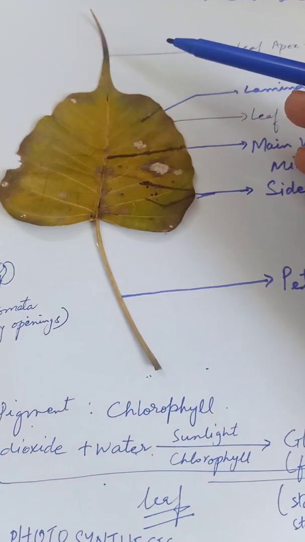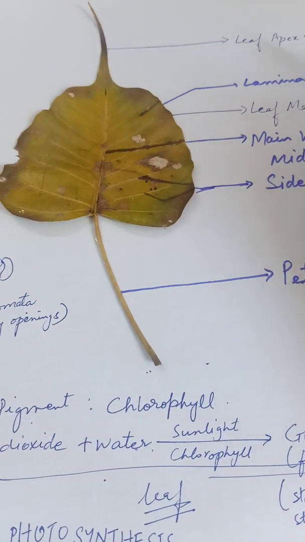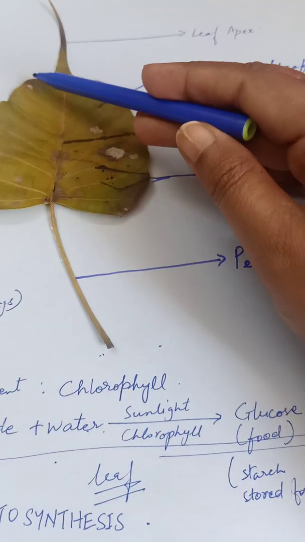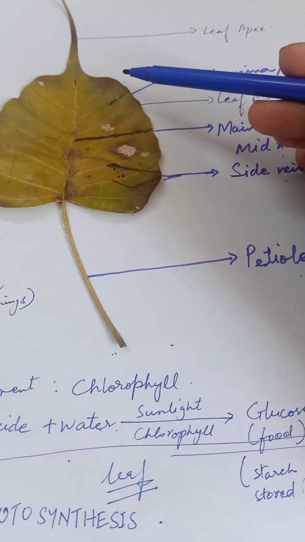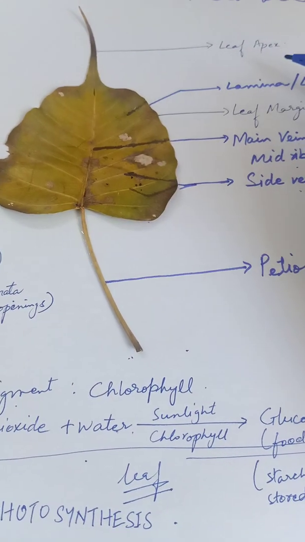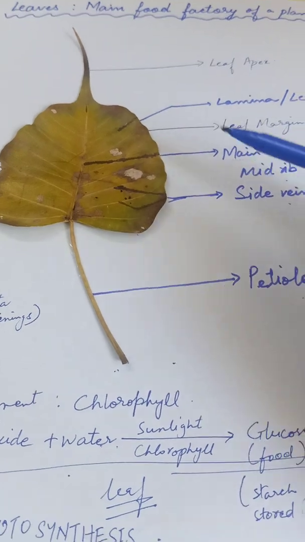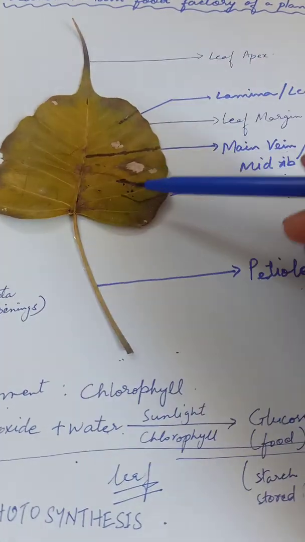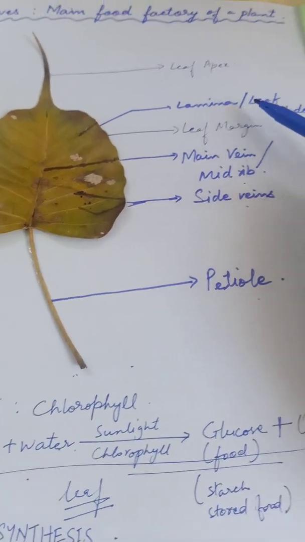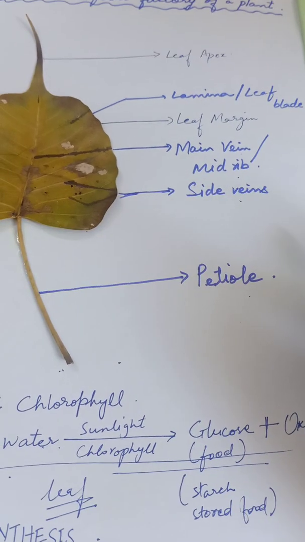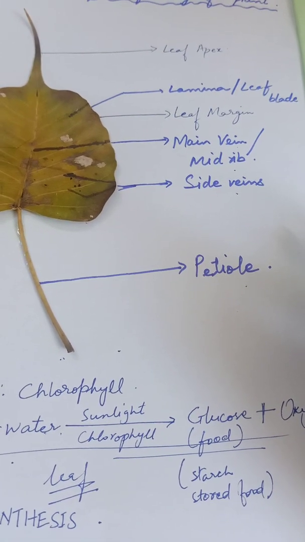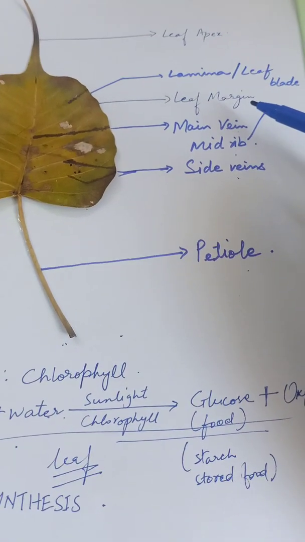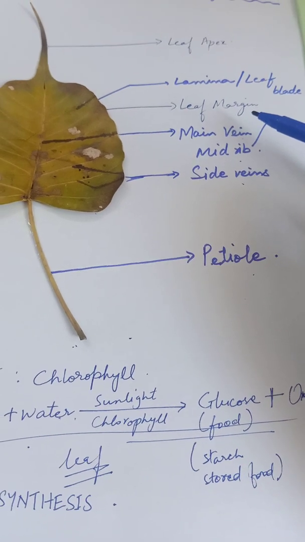Starting with the labeling of the leaf, the first pointed part of the leaf is the leaf apex. A number of leaves do not have this pointed structure. Somewhat they are round also, so there will be no leaf apex, but it is present here, so we will mark it as leaf apex. This flat fan-like structure of the leaf, this broad part, the whole surface of the leaf is known as lamina or leaf blade. What is it known as? Lamina or leaf blade. The outer line of the leaf is known as leaf margin. What is it known as? Leaf margin.